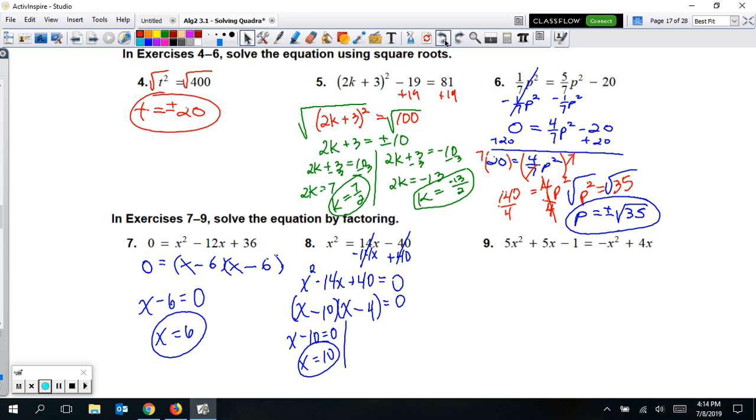One answer is going to be positive 10. And x minus 4 equals 0, add 4, so the other answer is positive 4. So positive 10, positive 4 are the two answers for number 8. Number 9, we still want to get a starting point here as well.